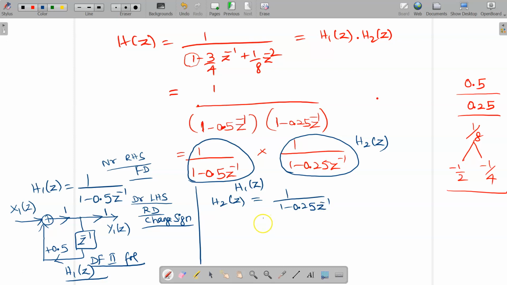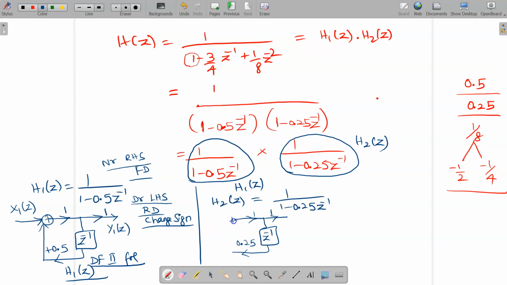So how will you draw? Again, when you compare both numerator and denominator, here only one Z inverse is there. Numerator always in the forward direction, so I don't have a Z inverse term. So the first line will be of 1. Here in the denominator, I have the first term always 1 in the forward direction. Second term or other terms in the denominator, whatever is available, you have to reverse your direction and change your sign. So since you have minus 0.25, it will become plus 0.25.